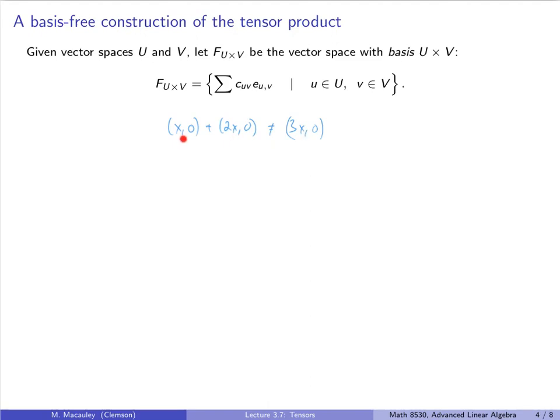This notation suggests that you can add them up. So we are going to use a different notation. We're going to write this as something like e(x,0) plus e(x,0), which is not equal to 2e(x,0). So this is a linearly independent set. Now we'll actually drop the parentheses and write it just as e_(u,v). So elements in the free vector space are finite sums or finite linear combinations of the basis vectors, so sum of c_uv e_uv, where u is in U and v is in V.